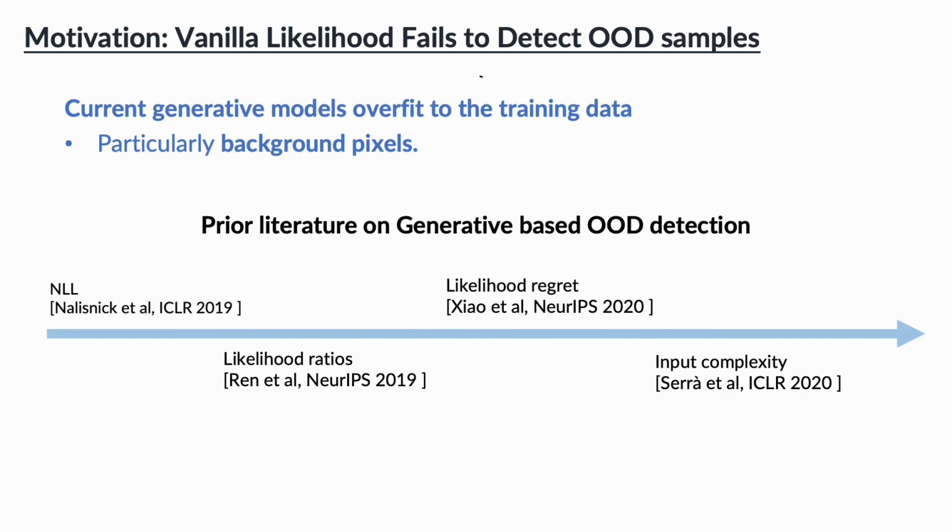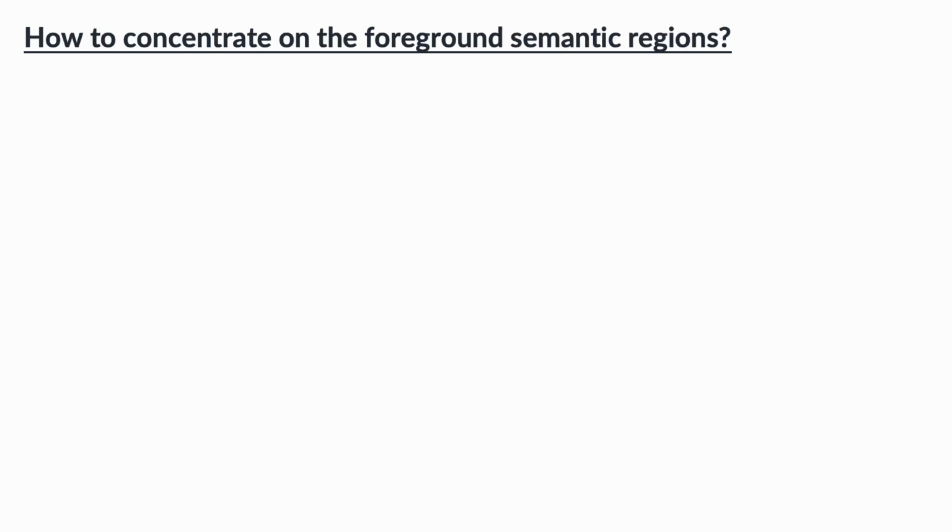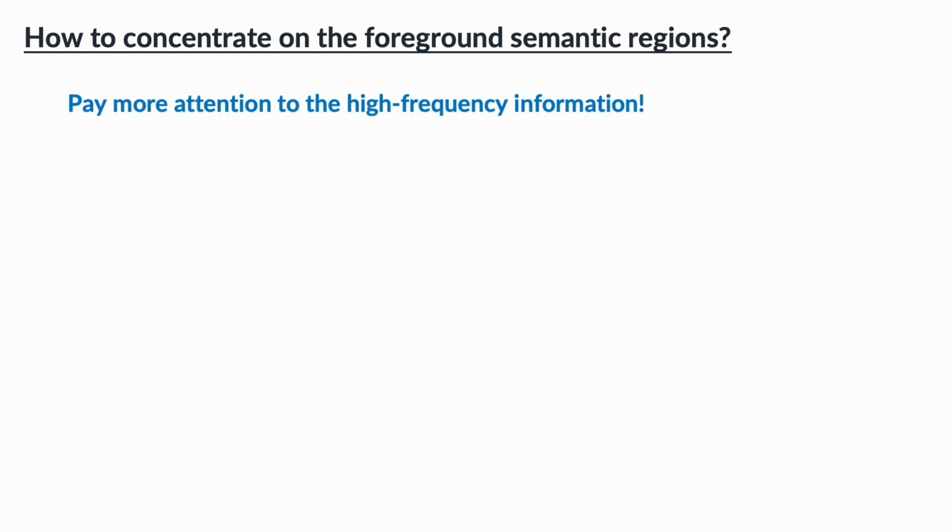Here, we show prior literature on generative-based OOD detection. They try to define test-time methods of OOD uncertainty. However, all such methods don't fundamentally change how deep generative models are regularized and optimized. Then, how do we force the model to concentrate on the foreground semantic regions? Here, we use a simple representation which pays attention to the high-frequency information.